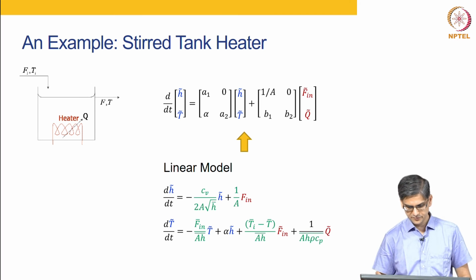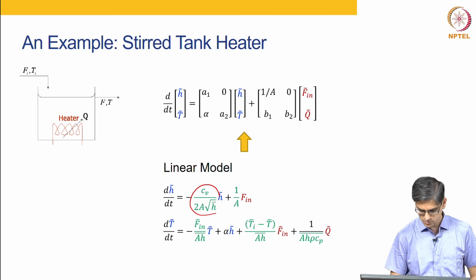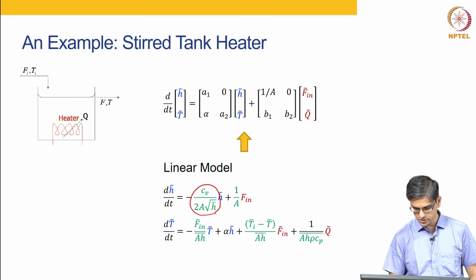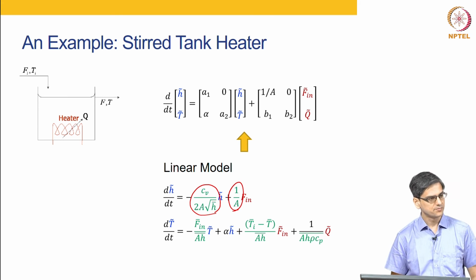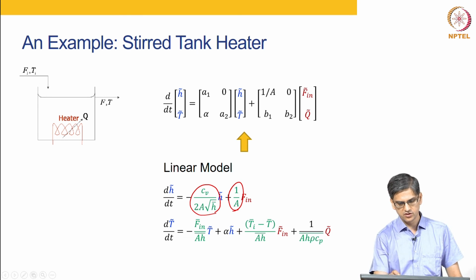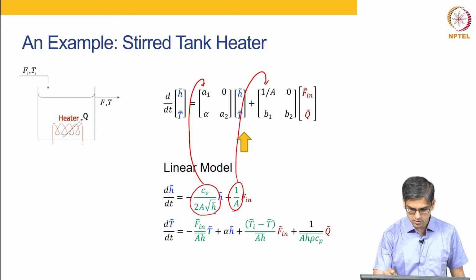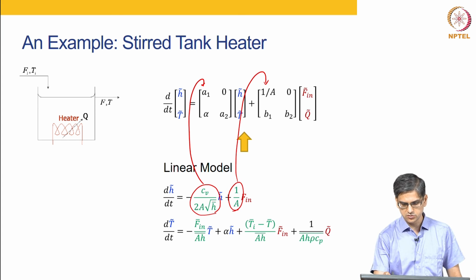So this is how you do the linearization. If you look at this linearization, this is that term that we computed, this is 1 by A, right, and if you put it in terms of the standard state space form, this term goes over here, this term goes over here, this is 0, this is 0. Why?